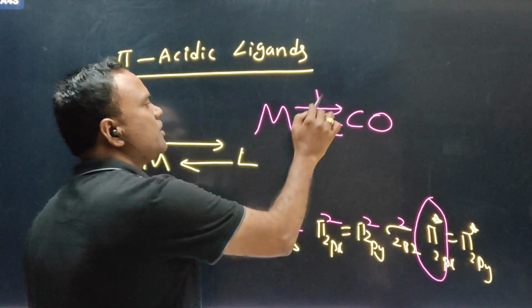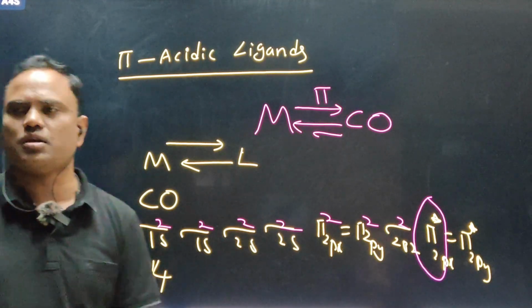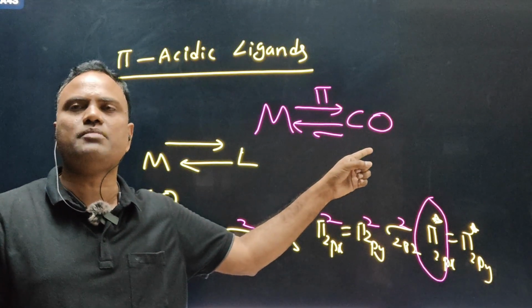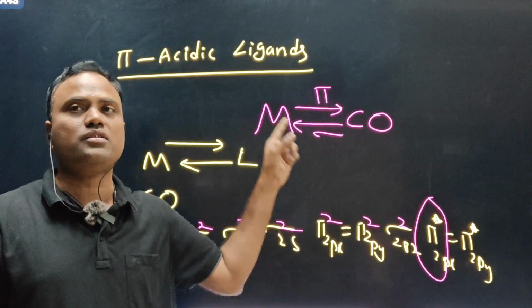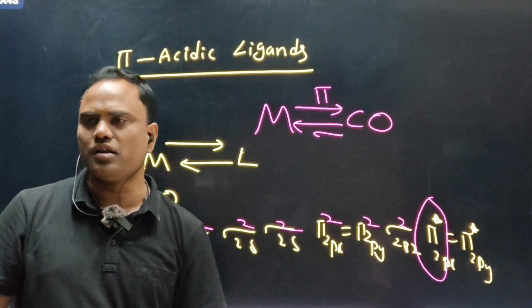First the sigma bond is formed, after that the pi bond is formed. In metal carbonyls two types of bonds are present. The sigma bond is formed due to transfer of electrons from the ligand to the metal. The pi bond is formed due to transfer of electrons from the metal to the ligand. Metal to ligand. This is a separate topic, metal carbonyls.